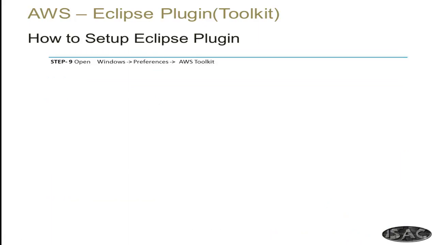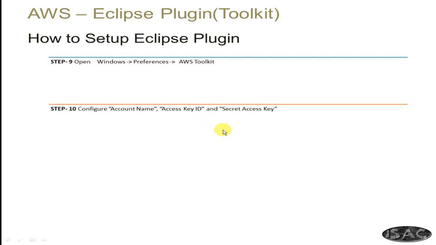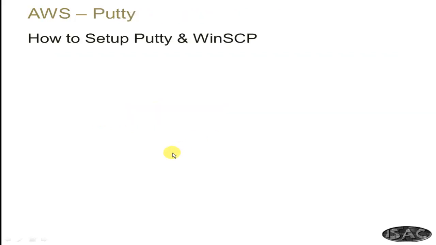Once it is done, go to Windows Preferences and AWS Toolkit and click Configure Account Name, Access Key ID and Secret Access Key. So once in the AWS Toolkit, you have to do all of this.